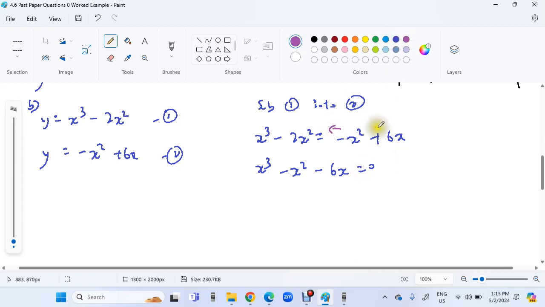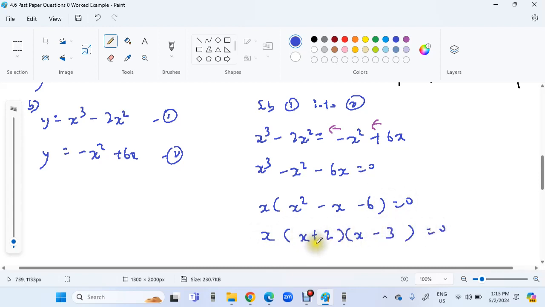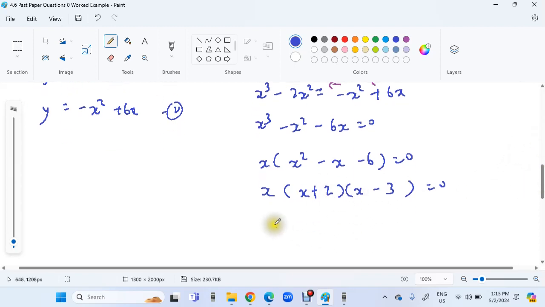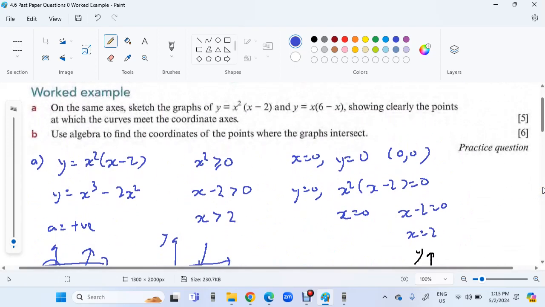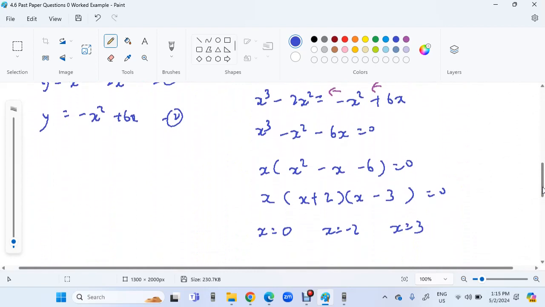So we move everything to the front, then we can factorize out x. Then we have x squared minus x minus 6 equals 0. This one we can factorize again, into x minus 3 times x plus 2. So x equals 0, x equals negative 2, and x equals 3.